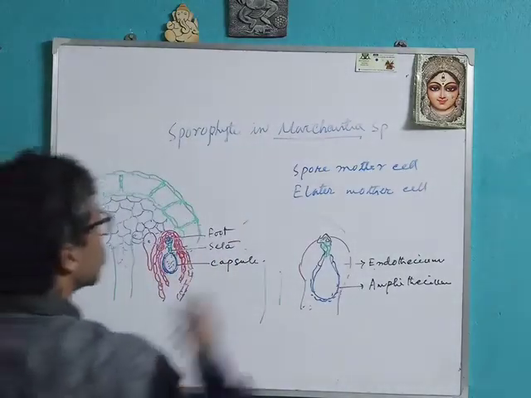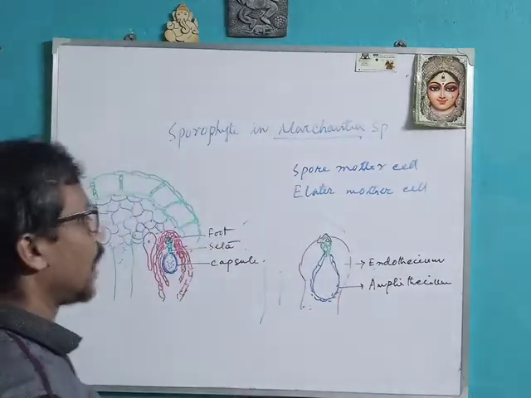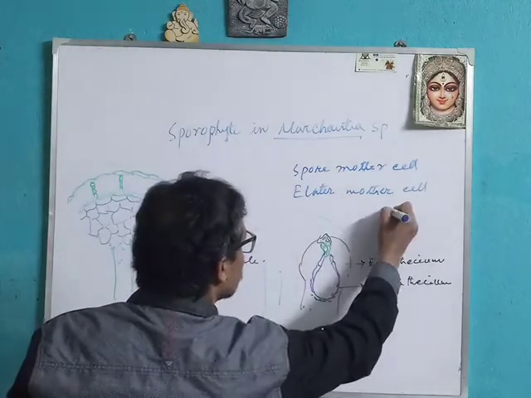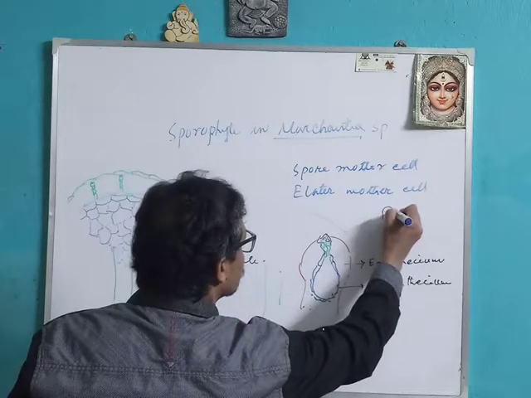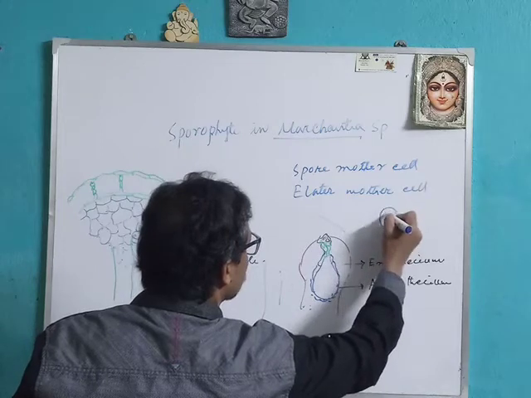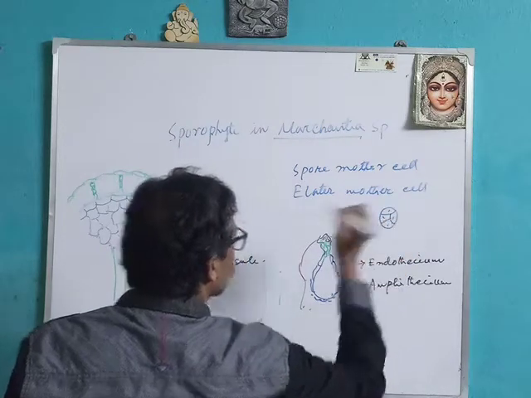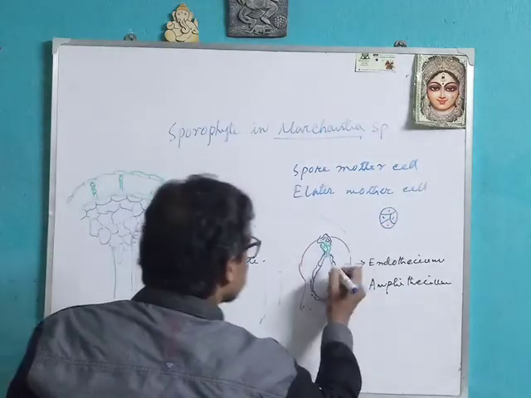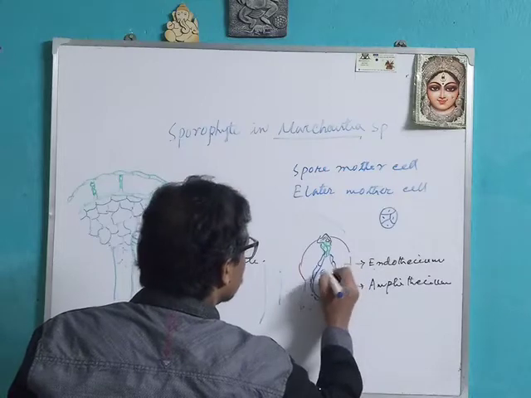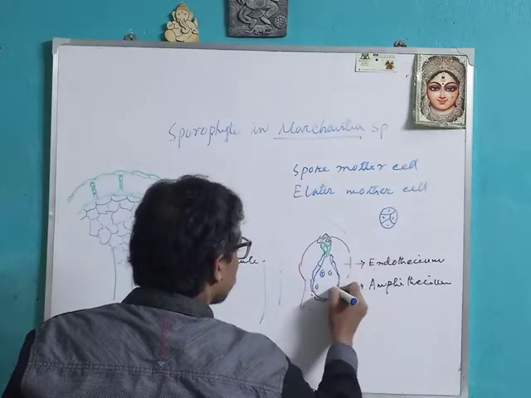Now inside, the spore mother cells undergo meiotic division, and after meiosis give rise to spores in tetrads. Thus the spore mother cell will give rise to spore tetrads, and spore tetrads will appear this way, 1, 2, 3, 4. Such tetrads are found over here. So from the tetrads the spores are produced.